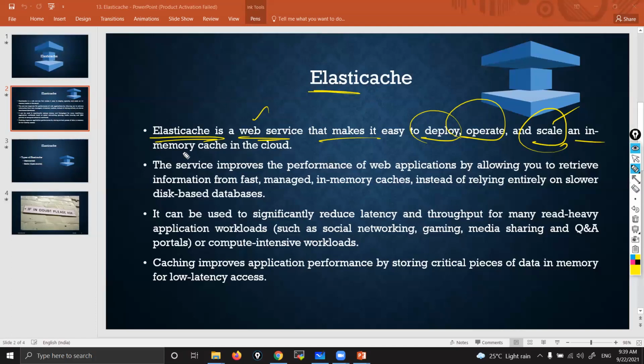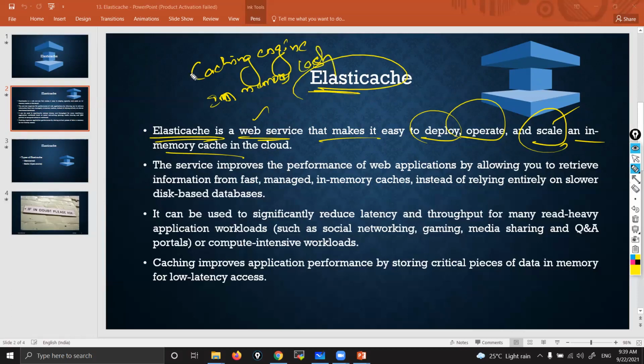This Elasticache we also call a caching engine or in-memory cache. Either you can call it a caching engine or an in-memory cache. Here, data will be stored in a memory cache in the cloud. That means data will be stored in Elasticache. Temporary data. Cache means temporary storage.